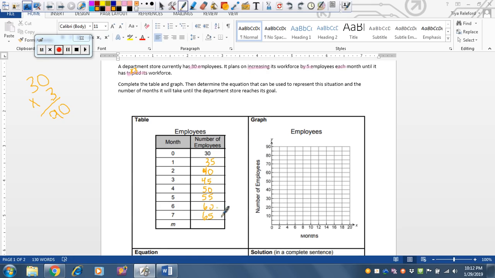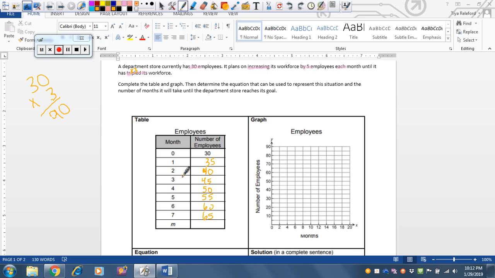Now, we're still not to 90. In fact, we're a long ways from 90. And the truth is, I'm tired already. I don't want to make a table until I get to 90. So the equation is what we use to shortcut.